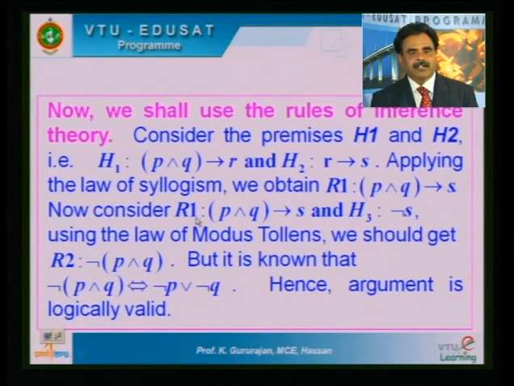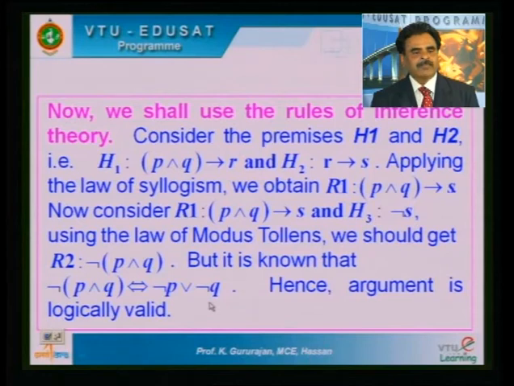Now consider this result R1 and the third premise. P and Q imply S, and negation S is true, right? So by applying modus tollens, I get that negation of P and Q is true. Now, what about negation of P and Q? It is nothing but negation P or negation Q by De Morgan's law. So what I got, starting from H1, H2 and H3, is that negation P or negation Q is true. So therefore, we can claim that this is a logically valid argument. So in just four lines, we are able to solve this problem by following the rules of inference.